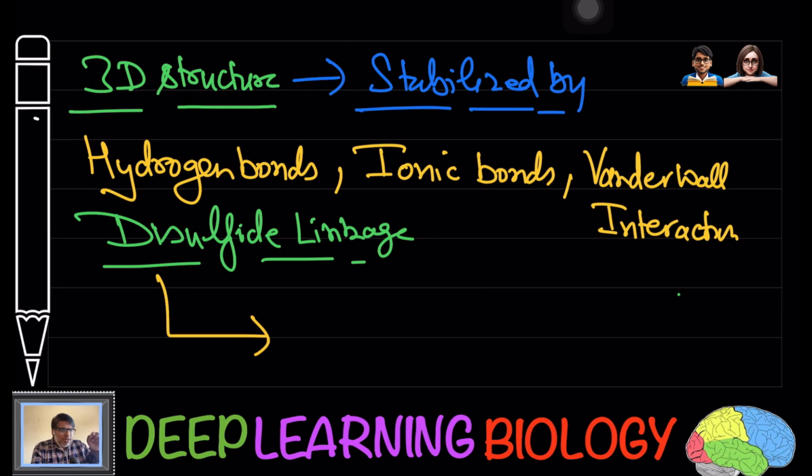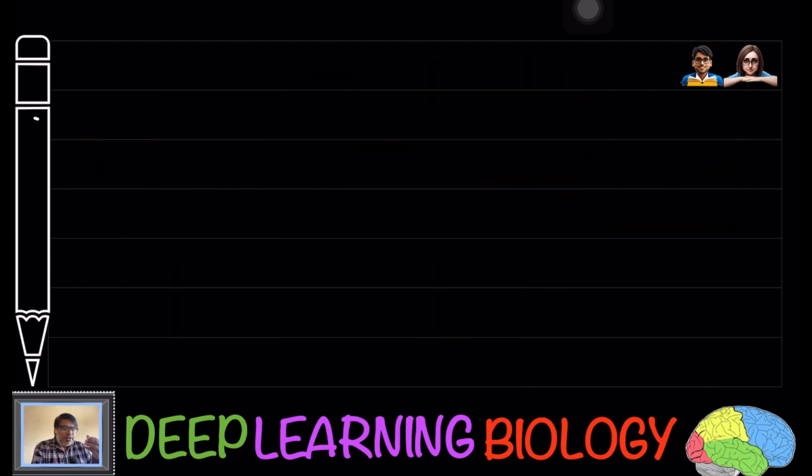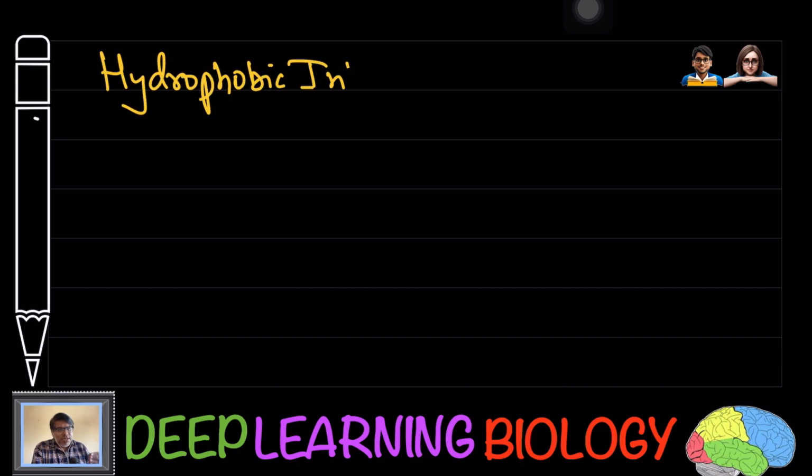Generally it arises between cysteine. So when within the proteins you have the amino acid cysteine, what can happen? There can be formation of disulfide linkage. Two cysteines can give rise to cystine. Disulfide linkages stabilize the 3D structure more, you can say, promptly. Now another very important thing which stabilizes the protein structure is hydrophobic interactions.